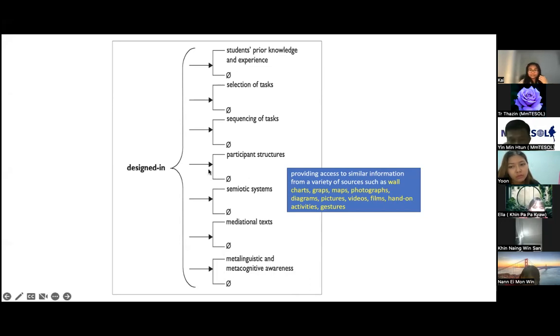So things like that. That is scaffolding, that is planning before we enter the class.